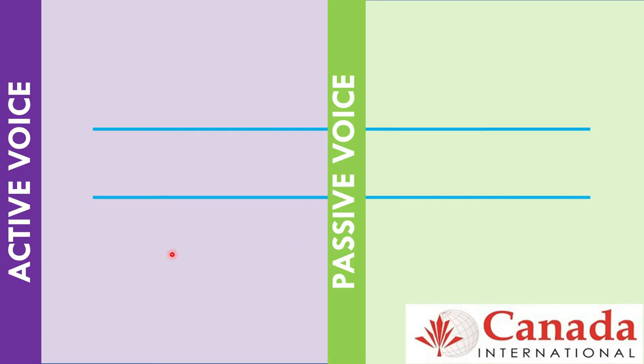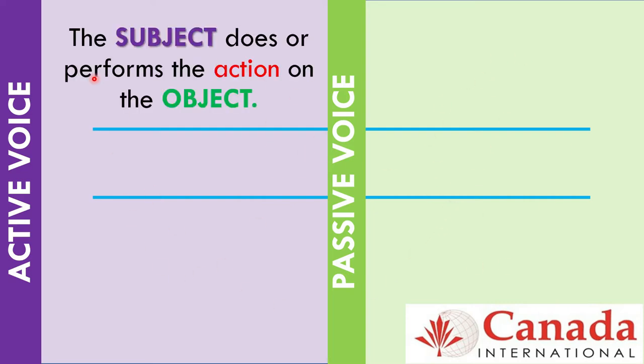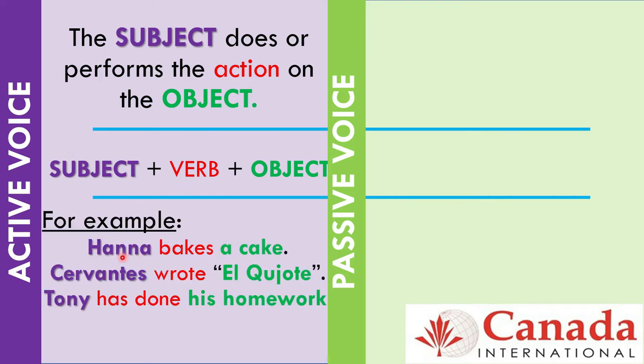So the active voice is going to be here in the purple area and the passive voice is going to be here in the green area. So let's start. The active voice is when the subject does or performs the action on the object. The formula is subject plus verb plus object, and some examples are Hannah bakes a cake, Cervantes wrote El Quijote, and Tony has done his homework.